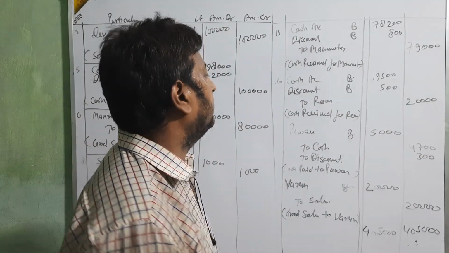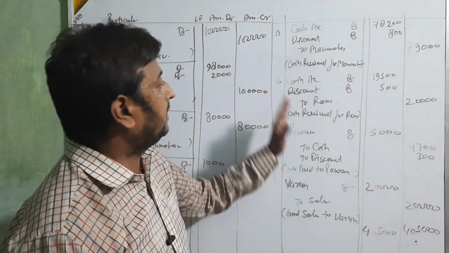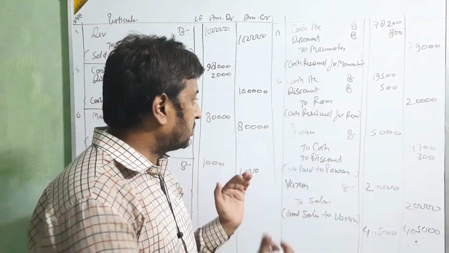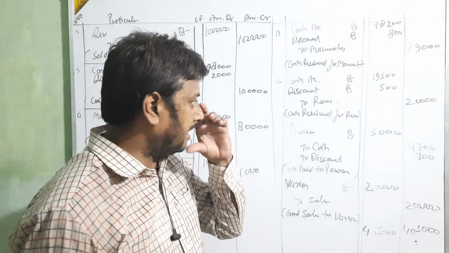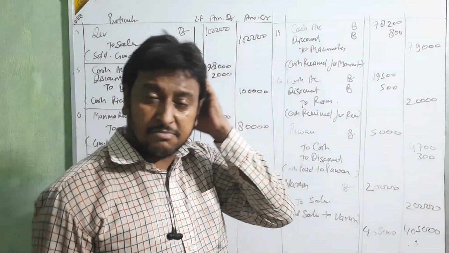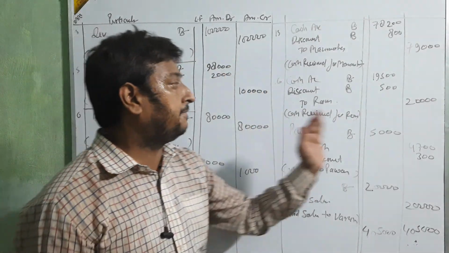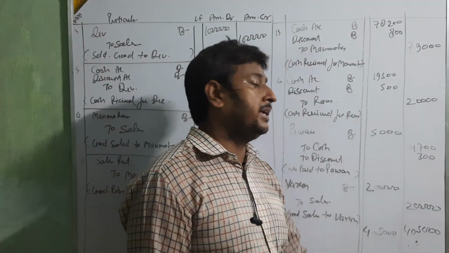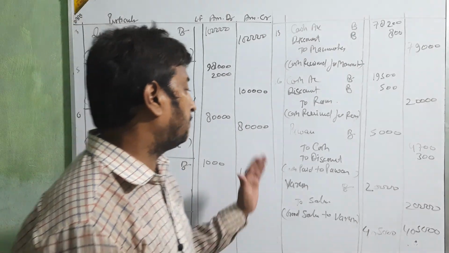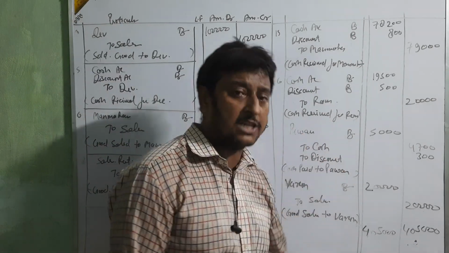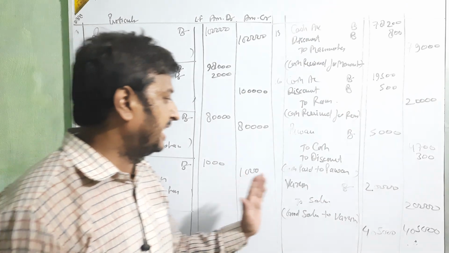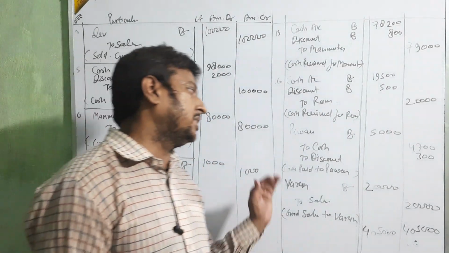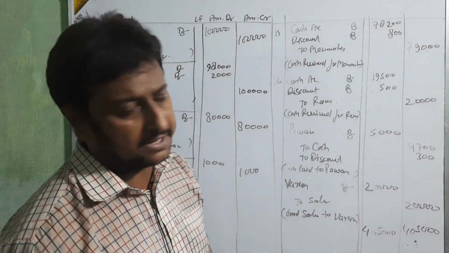again we are receiving cash from Ram. So cash account debit, discount account debit to Ram, because in the question a discount of 500 is given. Okay, so 19,500 is cash received, 500 is discount, and the total amount is 20,000. Then Pawan: we are going to pay money to Pawan, so Pawan account debit, cash credit, discount credit, because we are receiving the discount. When we receive a discount, that will be a credit.